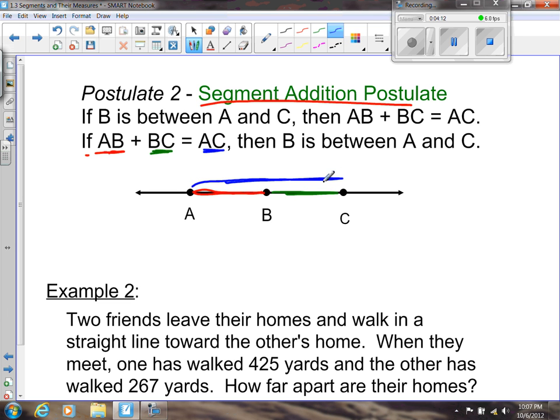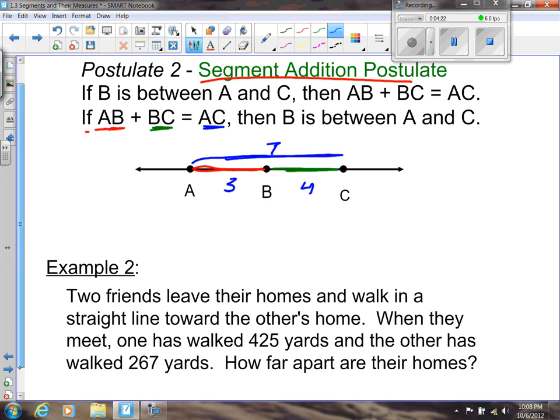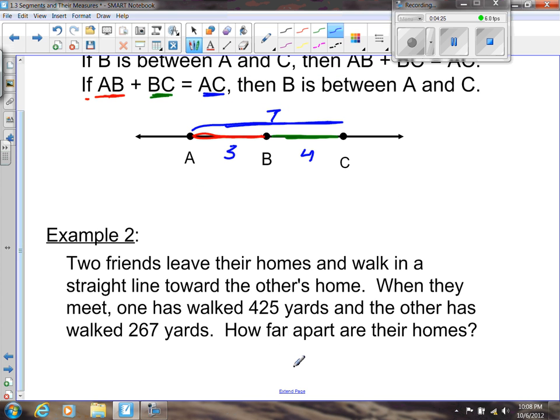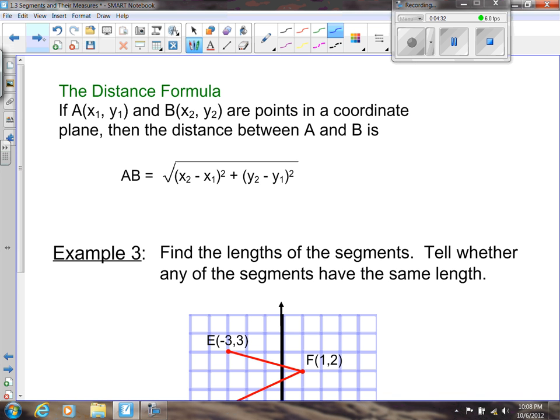Once again, pretty common sense, especially if I put some numbers in here, 3 and 4. How long is the blue line? 7. How'd you get that? You added 3 plus 4. I think we're just going to skip that. This is an example. You could pause it and try it on your own if you want, but pretty straightforward using that segment addition postulate.